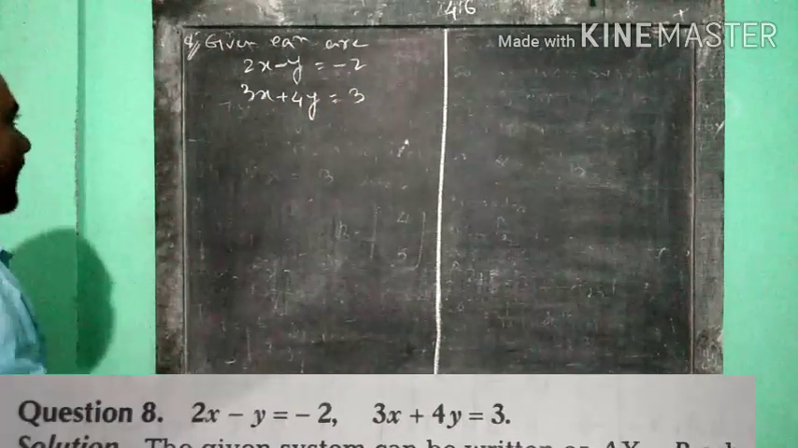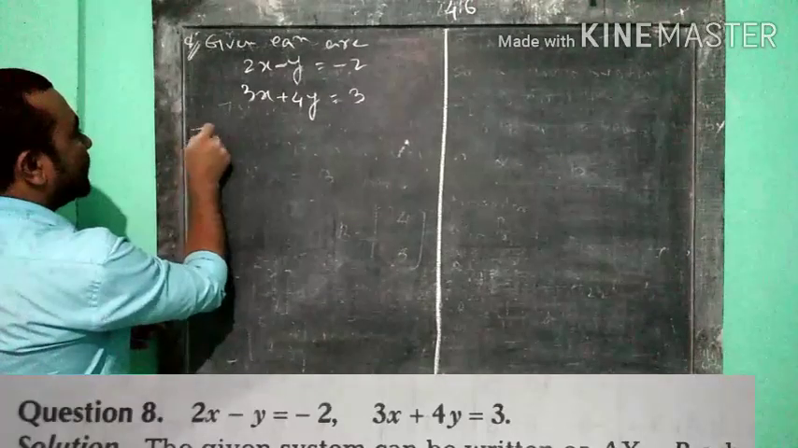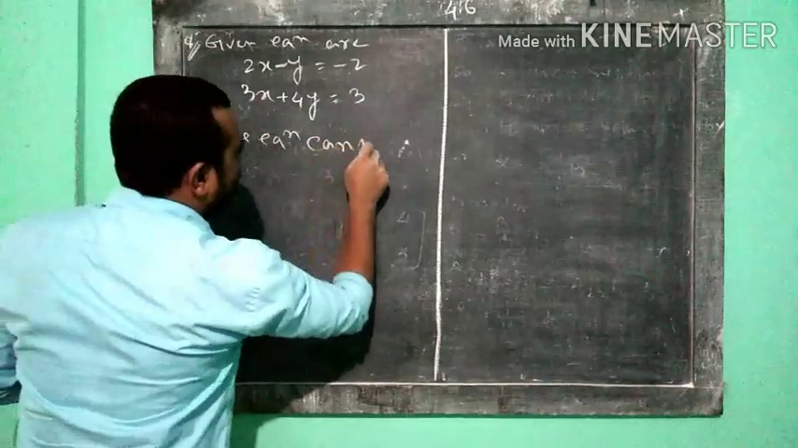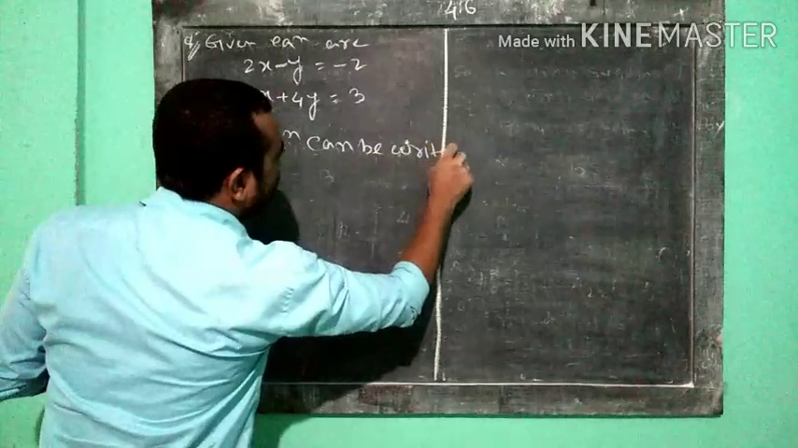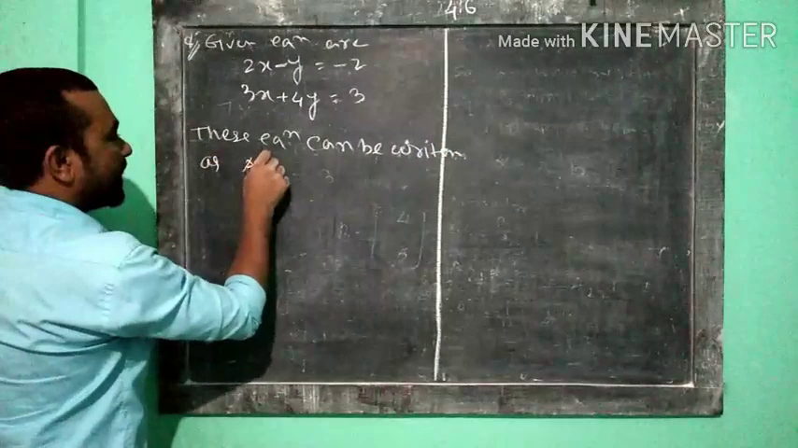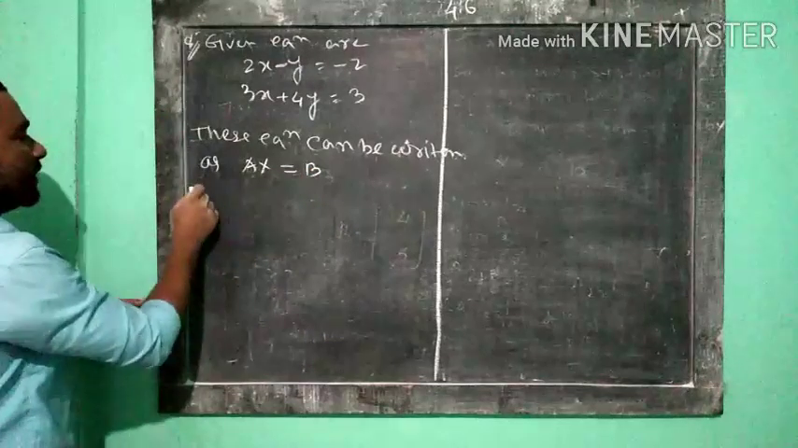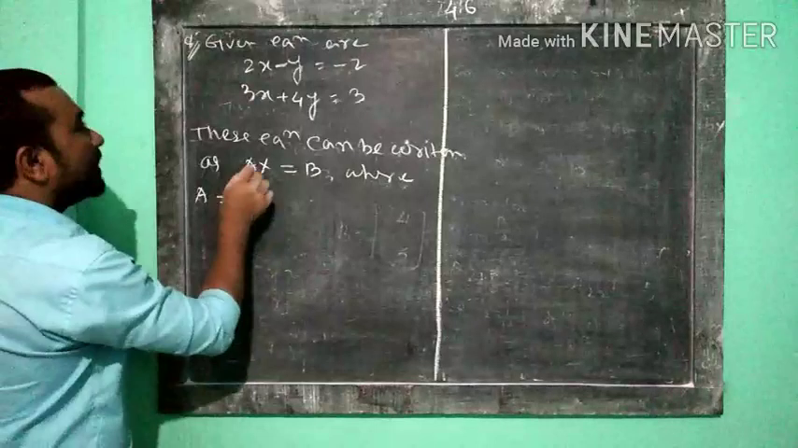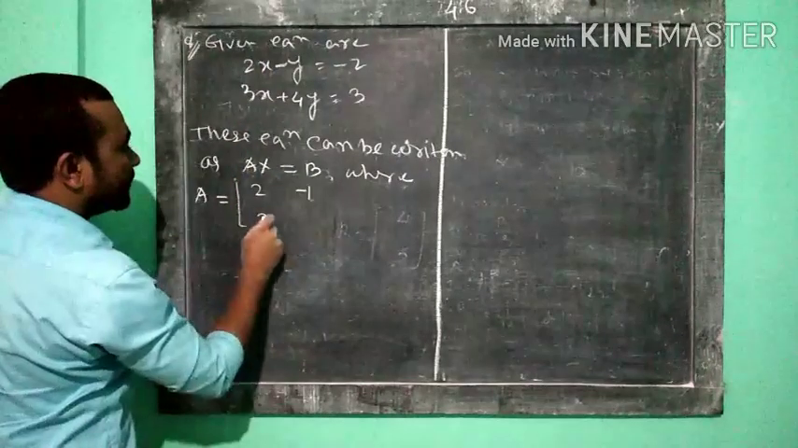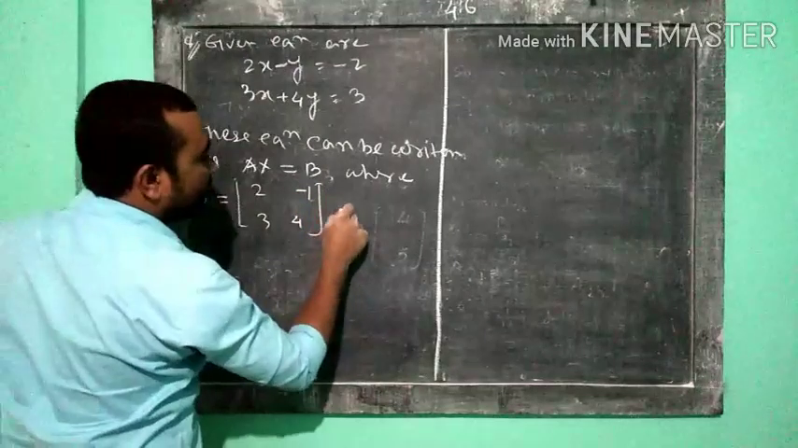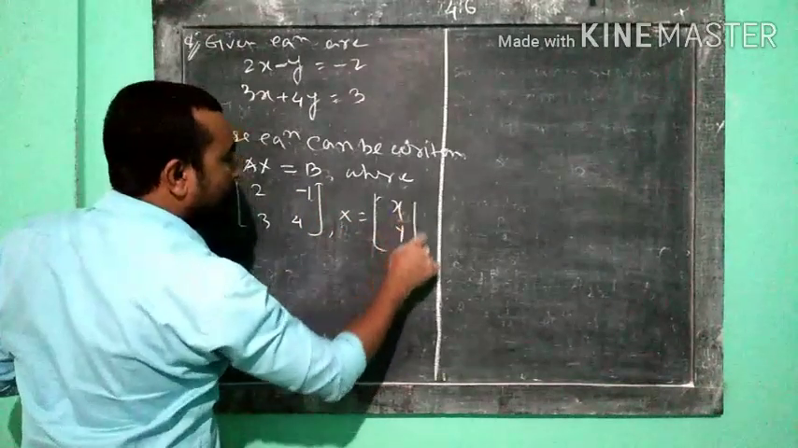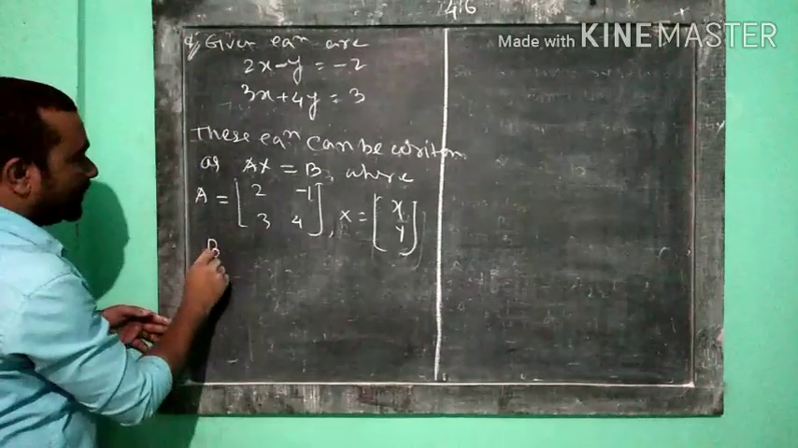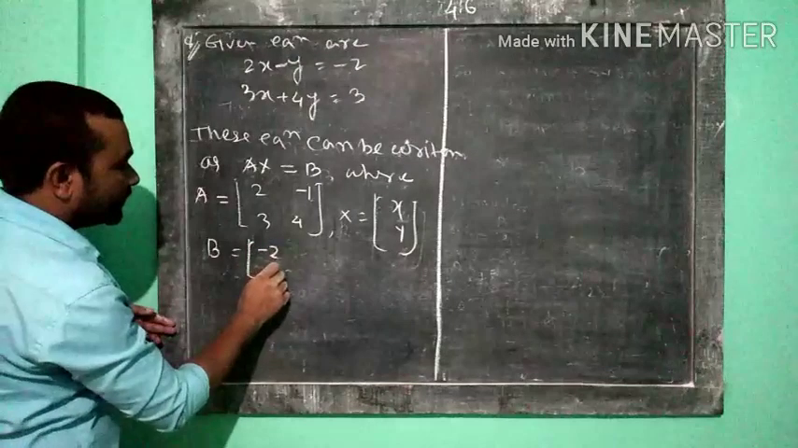This equation can be written as AX equal to B, where A equal to 2, minus 1, 3 and 4, X equal to xy, and B equal to minus 2, 3.